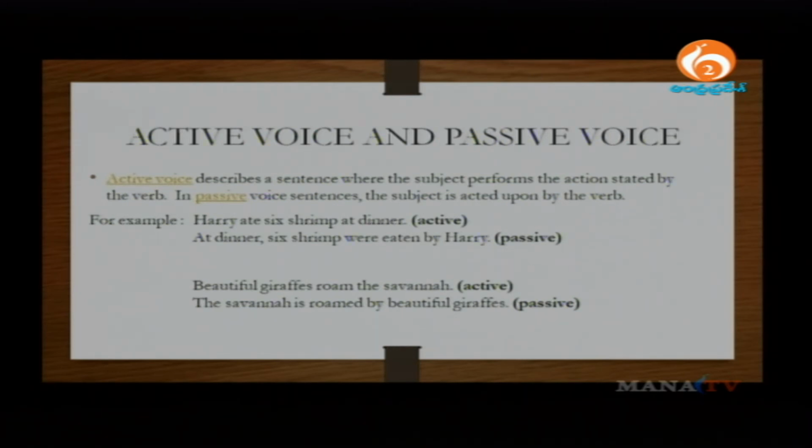So I'll give you an example here. Harry ate 6 shrimp at dinner. That is active voice. At dinner, 6 shrimp were eaten by Harry. Passive voice. Beautiful giraffes roam the savannah. Active voice. The savannah is roamed by beautiful giraffes.